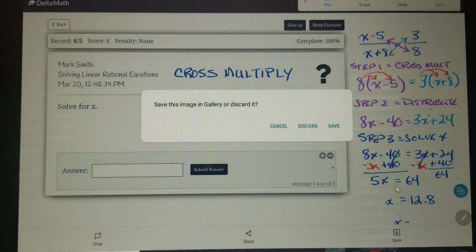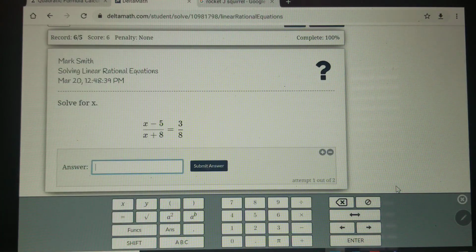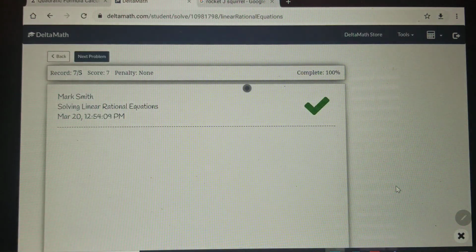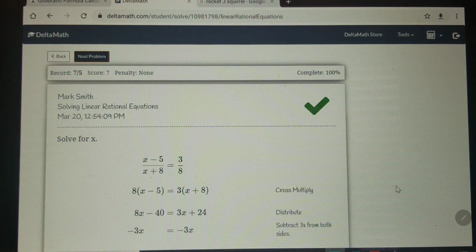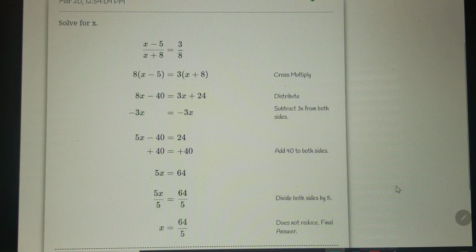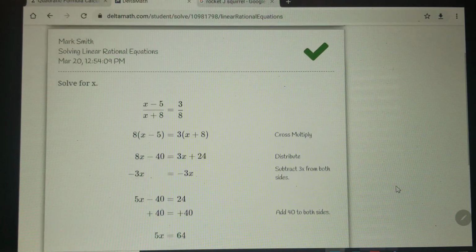To do that, I have to get rid of all this writing. So I'm going to put the answer is 12.8. Submit answer. Yes, that's my answer. And we get a green check. Notice in the description, it goes through exactly the same steps that I just did. And actually, a couple of them are in a little more detail.